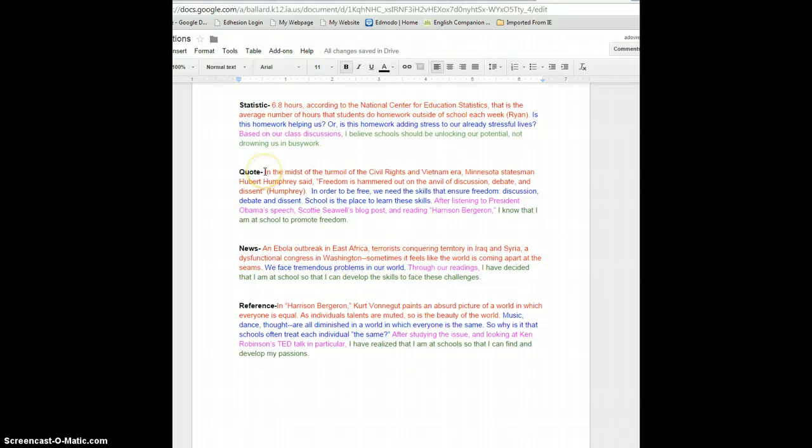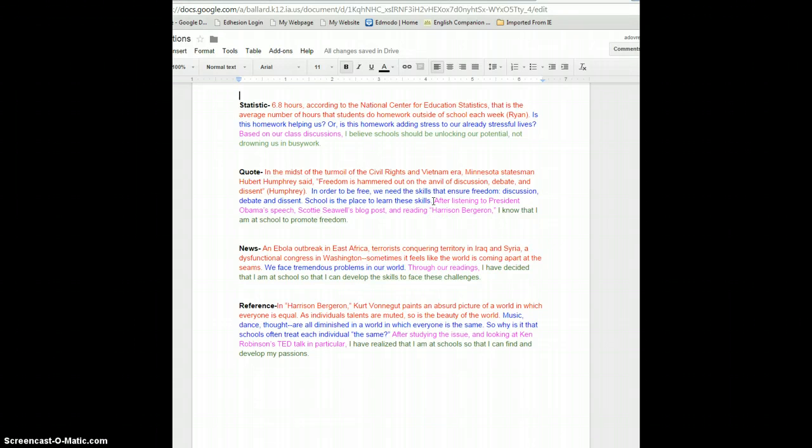Next, you could use a quote. In the midst of the turmoil of the civil rights and Vietnam era, Minnesota statesman Hubert Humphrey said, "Freedom is hammered out on the anvil of discussion, debate, and dissent." So, I started with a quote. Notice I didn't just start with the quote and have it separate from the introduction. I introduced who said the quote. All right. Then I say, in order to be free, we need the skills that ensure freedom, which are discussion, debate, and dissent. School is the place to learn these skills. That's why it's relevant. That's why you should care what I'm talking about.